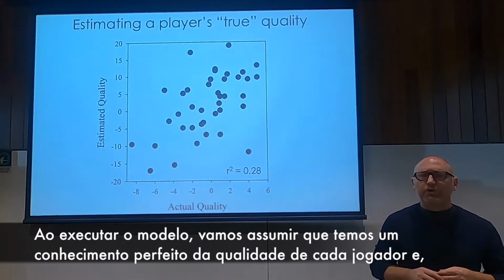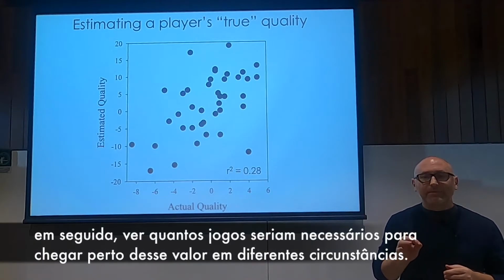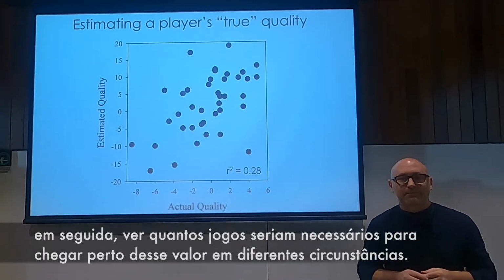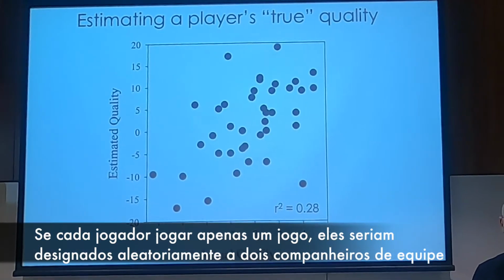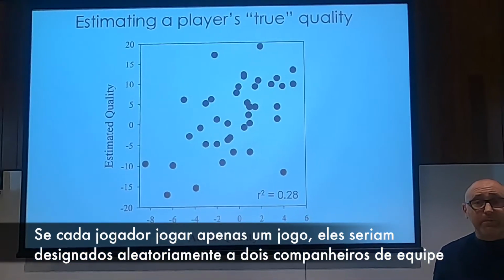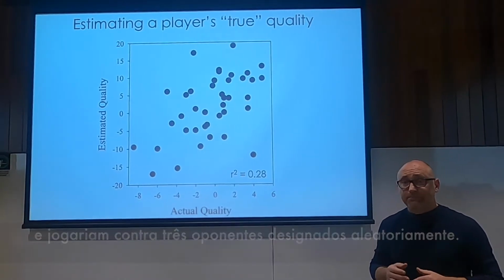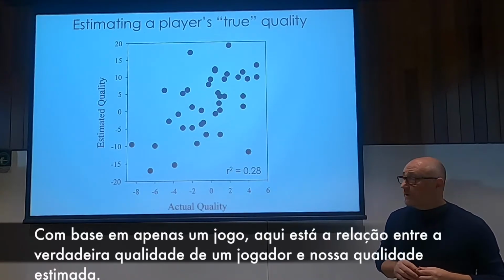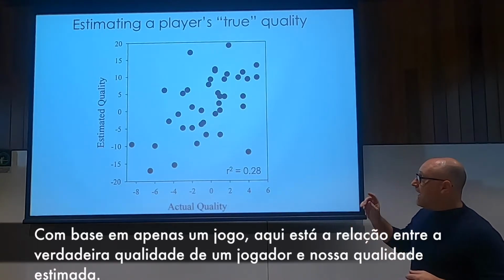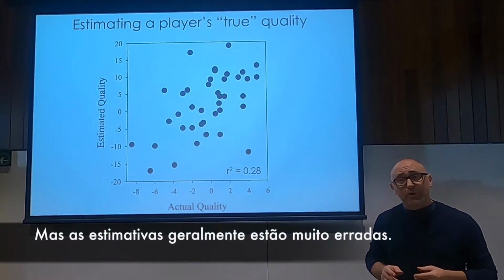In running the model, we can assume we have perfect knowledge of each player's quality and then see how many games it would take us to get close to this value under different circumstances. Here we have 40 players. If each player plays only one game, then they would be randomly assigned 2 teammates and play against 3 randomly assigned opponents. Based on this one game only, here is the relationship between a player's actual quality and their estimated quality. There is roughly a positive relationship, but the estimates are often wildly wrong.